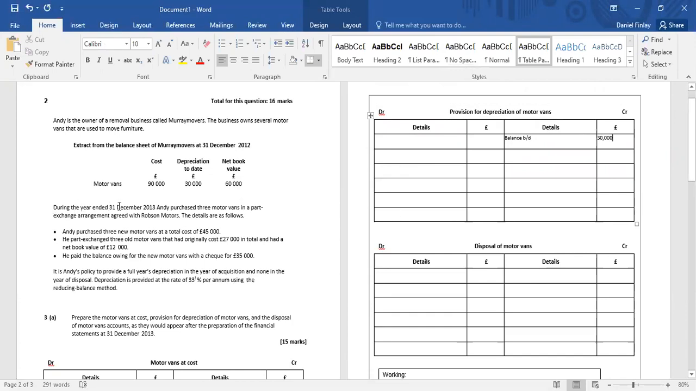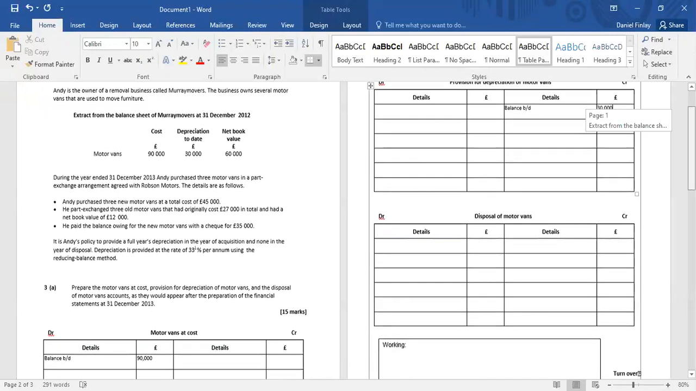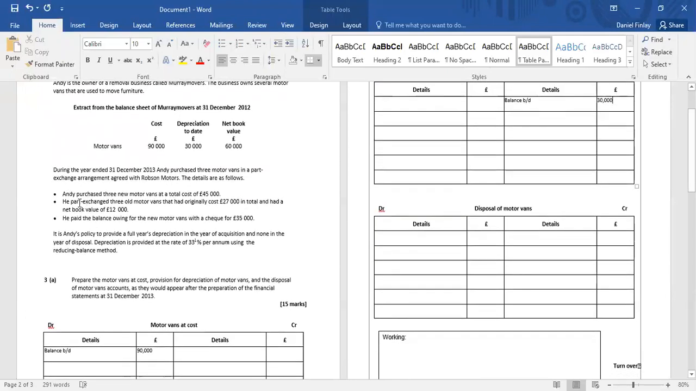Okay, during the year ended 31st December 2013, Andy purchased 3 motor vans in a part exchange arrangement with Robson Motors. The details are as follows. Andy purchased 3 new motor vehicles at a cost of £45,000. Okay, let's see how he got the 45,000. So he part exchanged 3 old motor vans that had originally cost 27,000 total and had a net book value of 12,000.